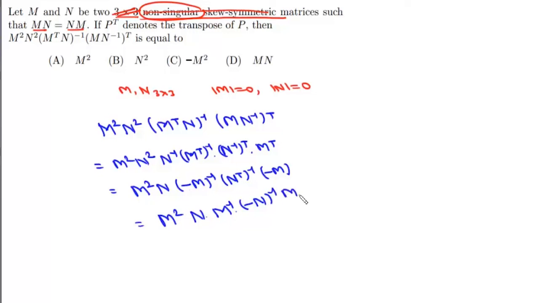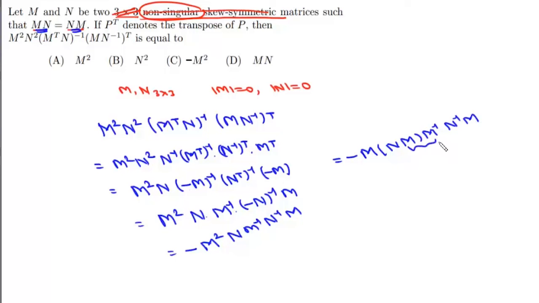N inverse into M. Now we'll take minus out, so it will be M square N, and this is M inverse, and here will be N inverse into M. Now in the question it says MN is equal to NM, so we can actually write this as M into MN, and we'll write this MN as N into M, so it will be N into M into M inverse, N inverse into M. Now M into M inverse will be I. Now this N into N inverse will also be I. So this entire expression will reduce to minus M square, and which is your option C. So if we eliminate this condition that it is a 3x3 matrix, then it becomes a fine problem whose answer is this option C.